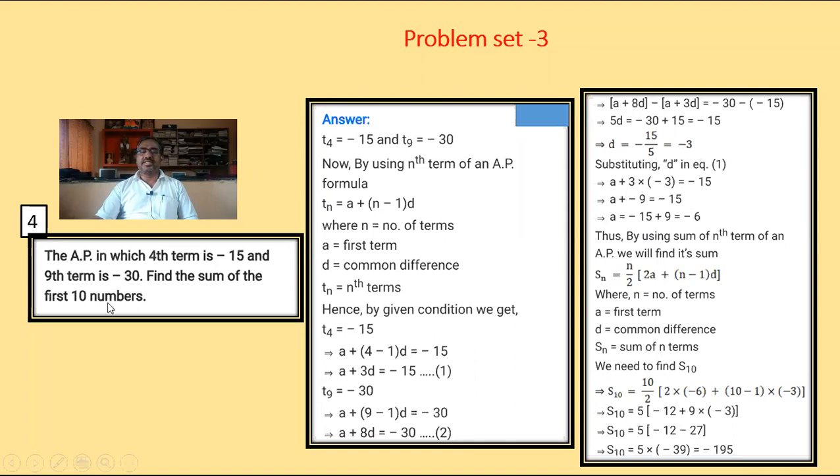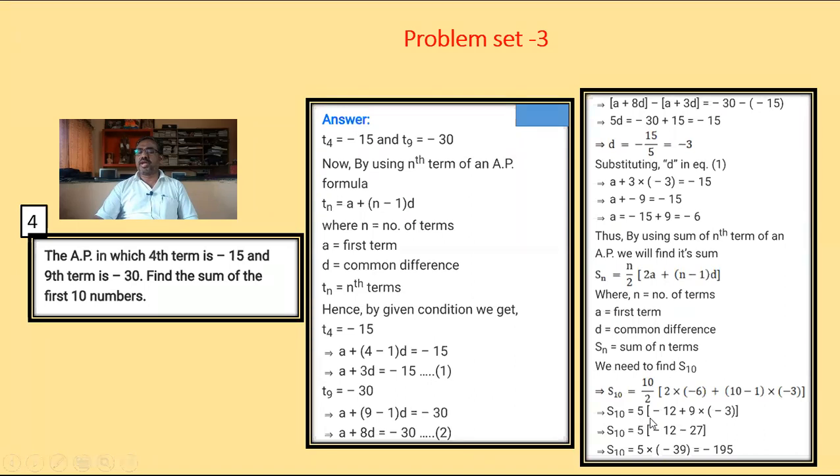Then to find the sum of the first 10 terms, by using the sum of n terms of an arithmetic progression, that is Sn is equal to n upon 2 in brackets 2a plus n minus 1 multiplied by d. Here the 10th term means n is equal to 10. Therefore, S10 is equal to 10 upon 2 multiplied by 2 times the value of a, which is minus 6, plus 10 minus 1 multiplied by the value of d, which is minus 3. 2 fives are 10.